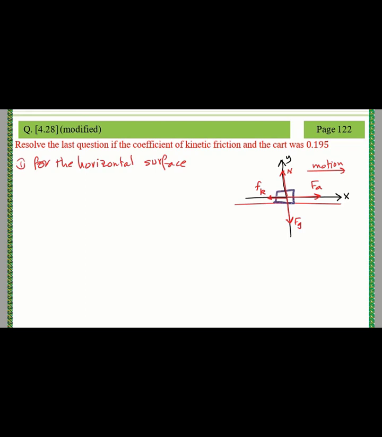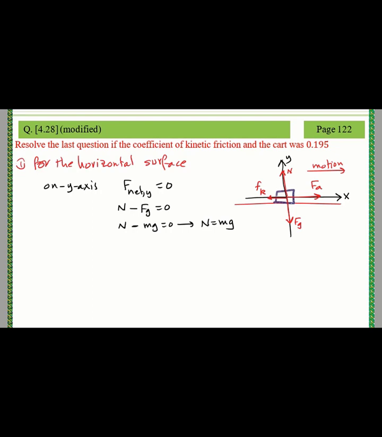First of all, on the y-axis, apply the condition of equilibrium. F net on the y-axis equals 0. We have the normal force minus Fg equals 0. Then N minus Fg, which is mg, equals 0. Then N equals m times g.